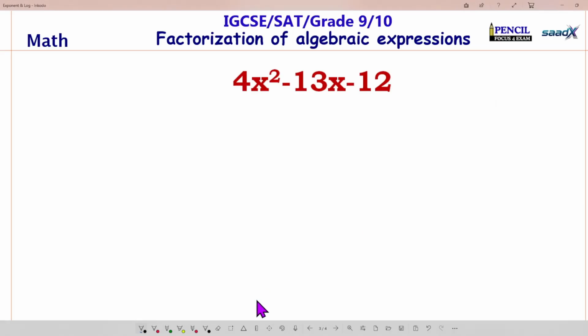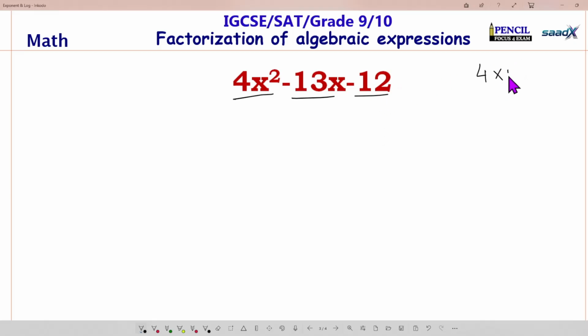Factorization of algebraic expression. Today's topic: 4x square minus 13x minus 12. It's a quadratic equation. We will factorize this one. In this case, here is x square and the coefficient is 4, and here the constant is 12.